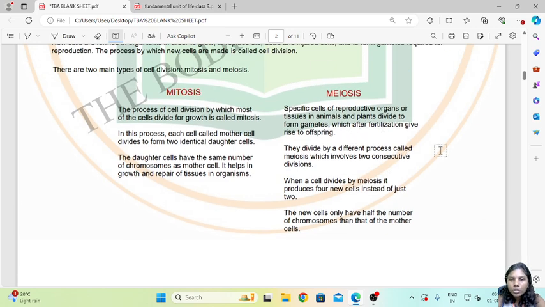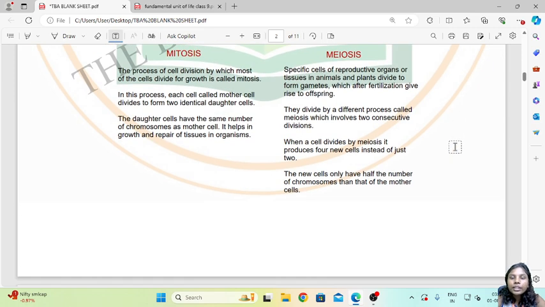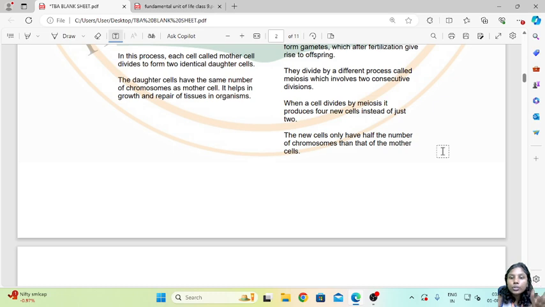Now talking about meiosis. Specific cells of reproductive organs or tissues in animals and plants divide to form gametes which after fertilization give rise to the offspring. They divide by a different process that is known as meiosis. This meiosis involves two consecutive divisions. When a cell divides by meiosis, it produces 4 new cells. In mitosis, it was producing 2 new cells, and in meiosis we are getting 4 new cells. The new cells have only half the number of chromosomes than that of the mother cell.